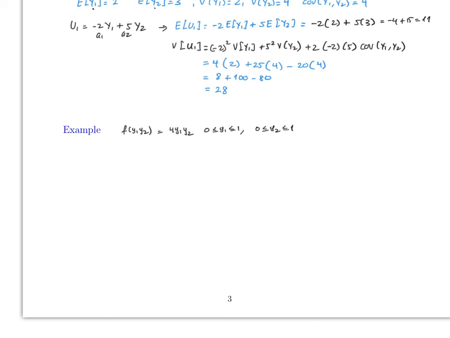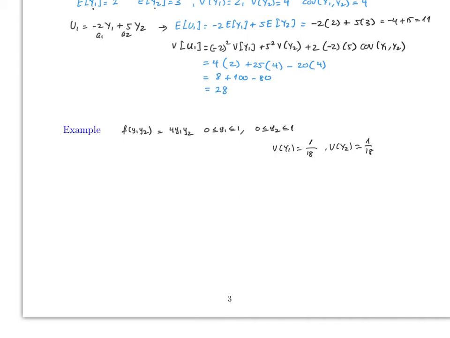Now, this is again an example that we have used before. Remember, this is a joint density function. We actually also found before the expected values, and the variance for y1 was equal to 1 over 18, and the same thing for the variance of y2, which was equal to 1 over 18.